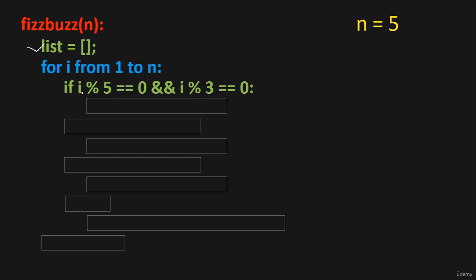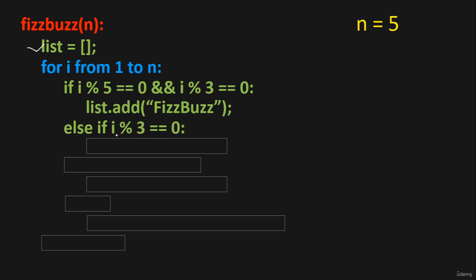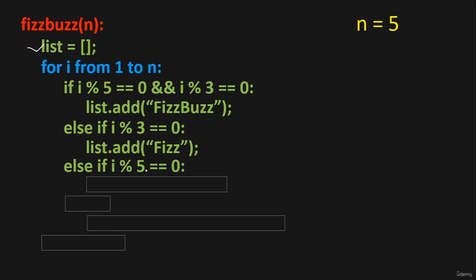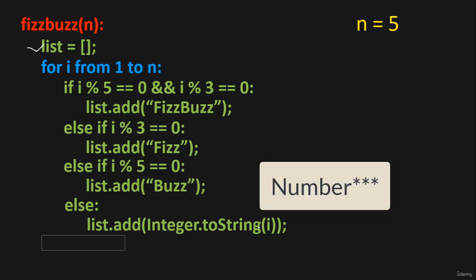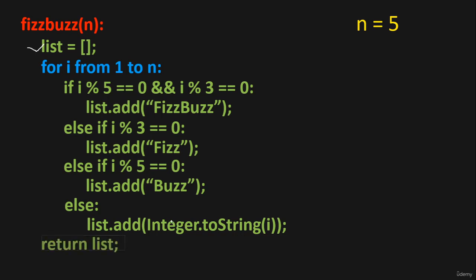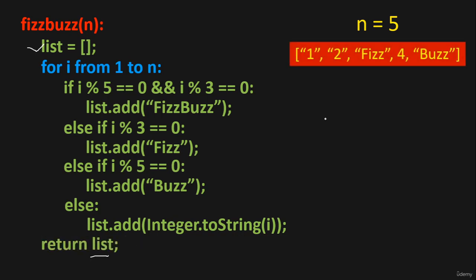Then here we're going to check if i is a multiple of 5 and 3. That means if i is divisible by 3 and 5, then we're adding FizzBuzz to the list for our current number. If i is a multiple of 3, that means if i is divisible by 3, we're adding fizz. If i is a multiple of 5, then we're adding buzz. Otherwise, we're going to convert the current number to a string, and we're adding that string to our list. At the end, we're returning the list. For n equals 5, we have to print 1, then 2, then fizz, then 4, then buzz.